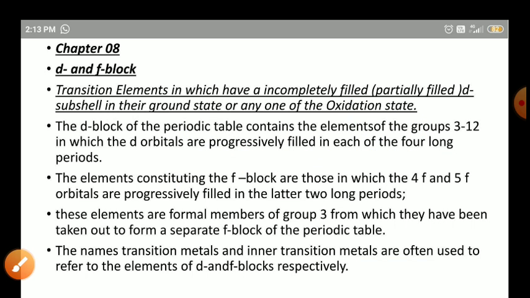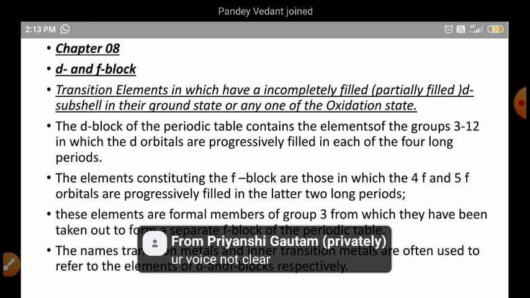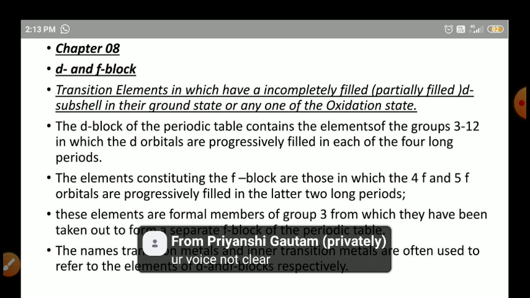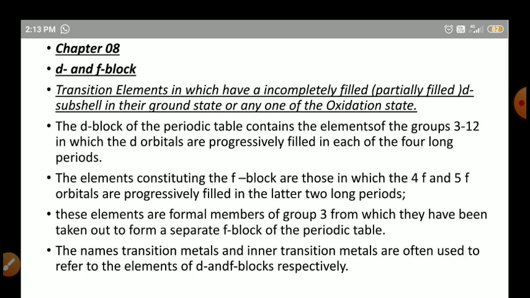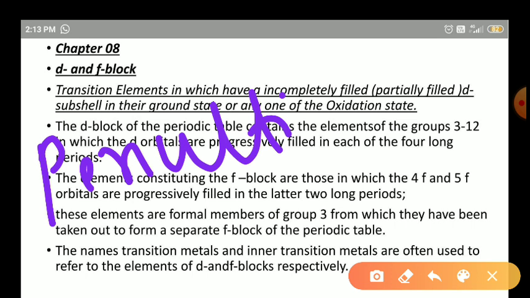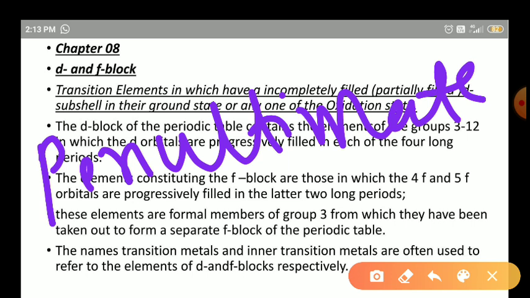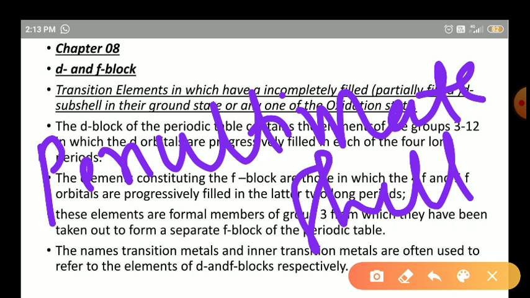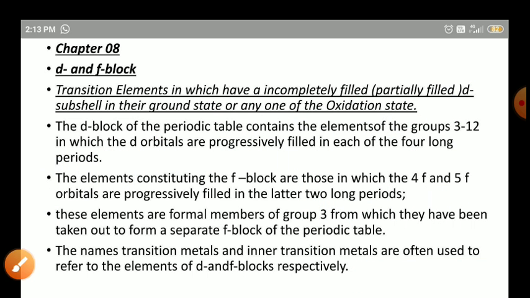Okay. Penultimate shell. Hello? Voice is not clear. Penultimate shell. I will write here, students. Now is the voice clear, students?